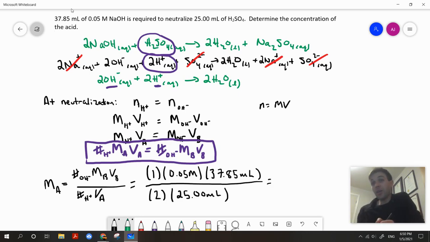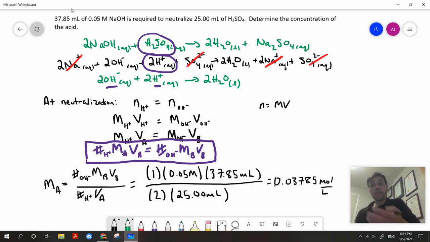You'll notice that I did not convert my volumes into liters, and this is another advantage of this equation. It's similar to the dilution equation because it's just resting on a ratio, and as long as your volume measurements match, you do not need to convert them into liters. So if they're already in milliliters, just leave them there. So let's plug this into the calculator and solve for the unknown.